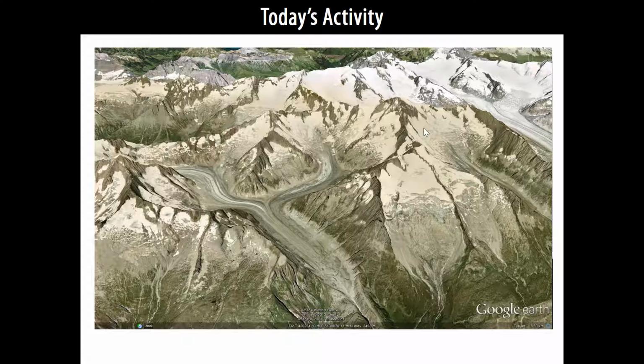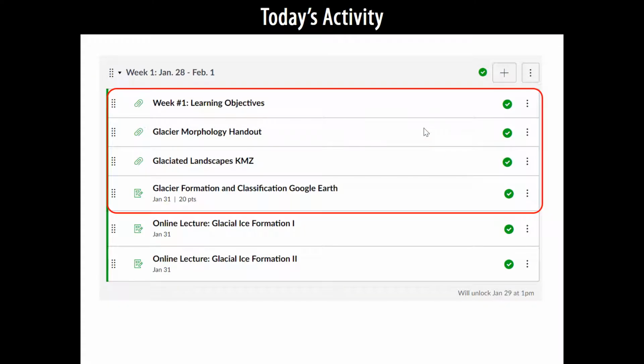It's also a good time of year to be thinking about snow and ice. You're actually looking at a Google Earth image of glaciers in Alaska, a wonderful place to be experiencing glaciers. Everything that you're going to need for today's activity is out on Canvas. I'd highly recommend that you download those learning objectives. You have a handout that you can take a look at. Again, I'll bring printed copies. If you want to just look at the digital one today, that's fine.